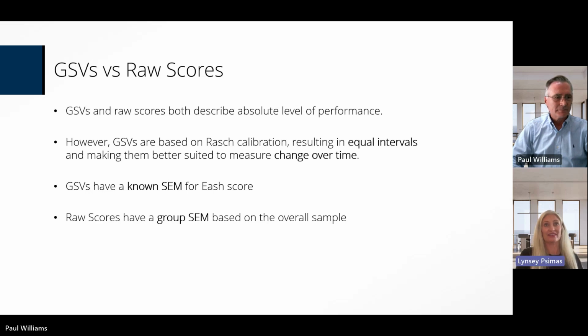So GSVs have a known SEM for each score, and raw scores have a group SEM based on the overall sample.